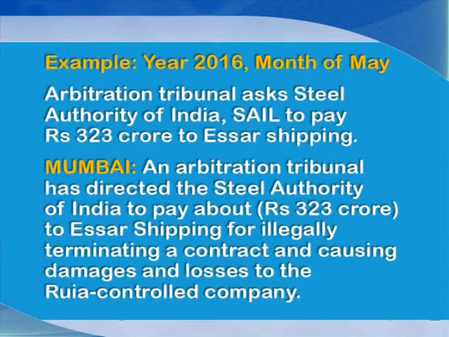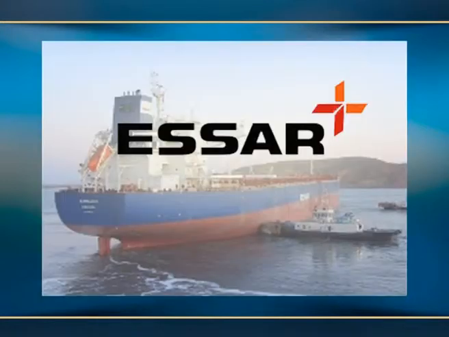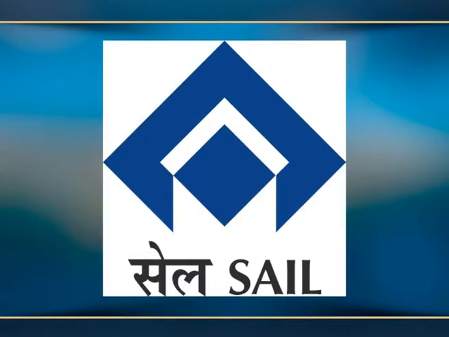Students, let's understand with an example. Year 2016, month of May: Arbitration Tribunal asks Steel Authority of India (SAIL) to pay 323 crore rupees to SR Shipping. In Mumbai, an Arbitration Tribunal has directed the Steel Authority of India to pay about 323 crores to SR Shipping for illegally terminating a contract and causing damages and losses to the Ruya controlled company. The panel headed by former Supreme Court Justice Deepak Kumar Verma passed the award in favor of SR Shipping and directed state-owned Steel Authority of India to pay the money.